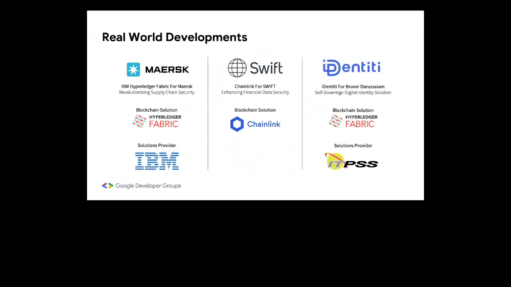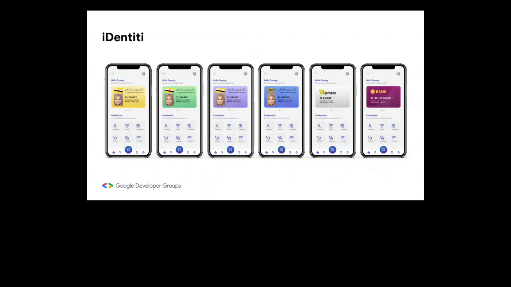Maersk is using Hyperledger Fabric. Swift is using Chainlink. ITPSS is using Identity for Brunei Darussalam, a self-sovereign digital identity solution also using Hyperledger Fabric. So sometime within the next year, you will see this being launched in Brunei Darussalam. It was actually based on my PhD research project. They wanted to create a solution that is low cost for the government, but also secure.